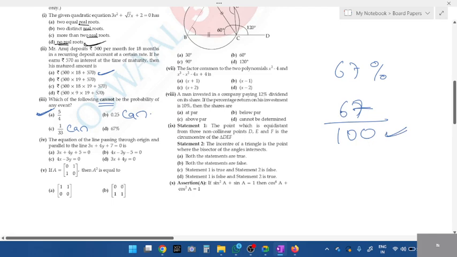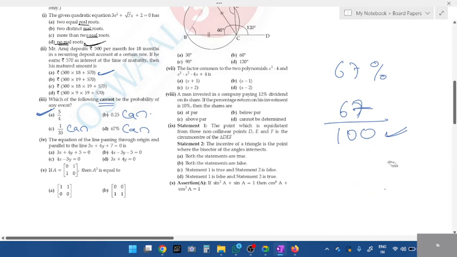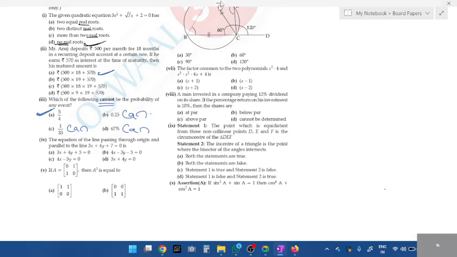If you convert using the shifting method, what's the answer? 0.67. It can. The option is cannot. Everything is can except this 5 by 4. Cannot. The first one is the answer. Understood? The only thing is, in the next paper they can give which can be a probability. When it is given, it should lie between 0 and 1.